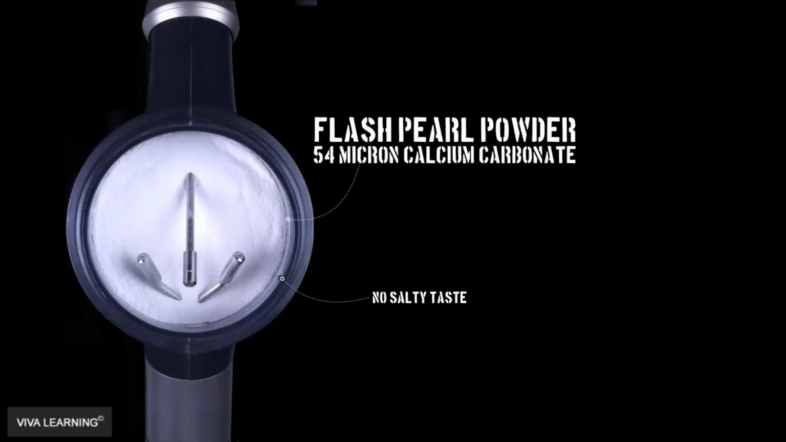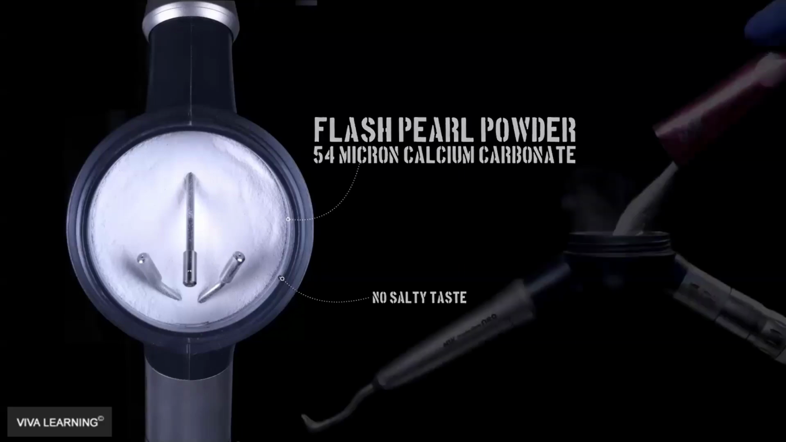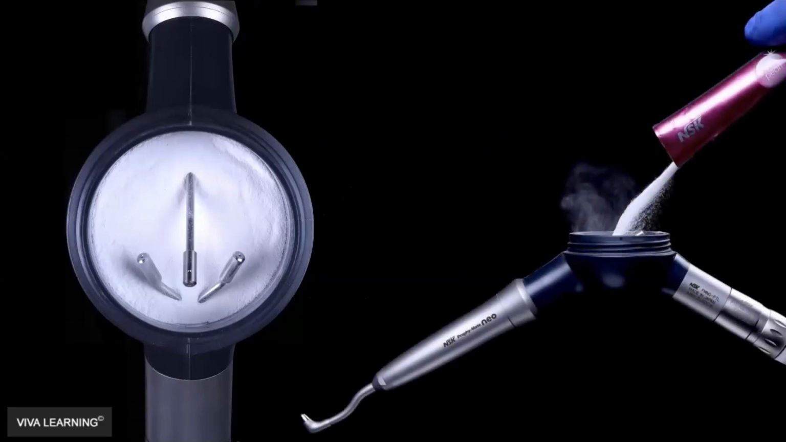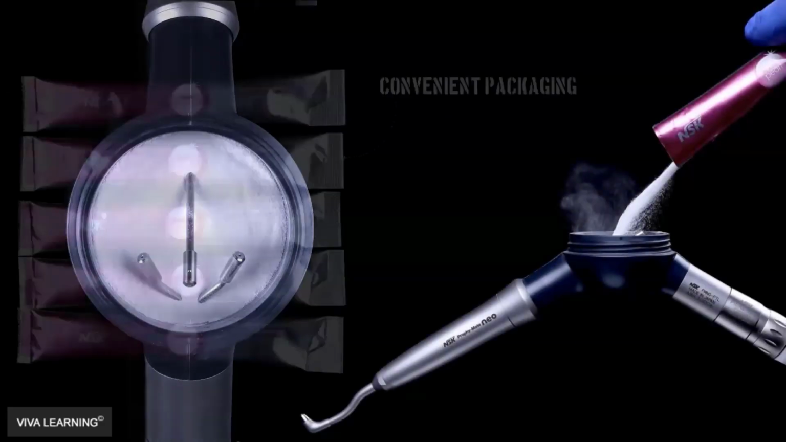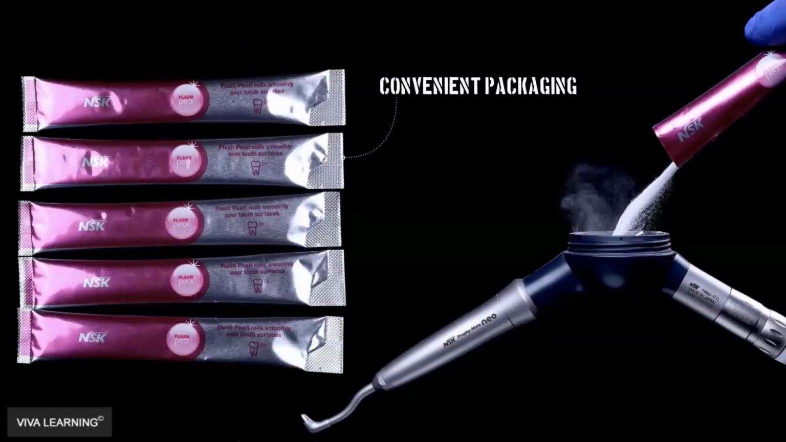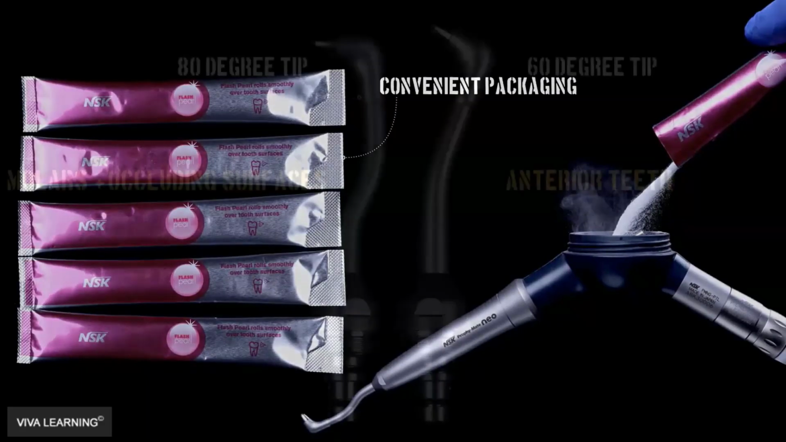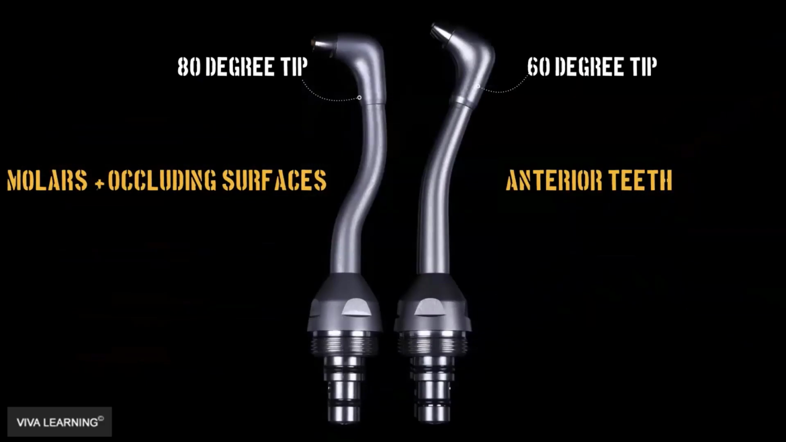So maybe I've got to tell my periodontist about this. But they really, really like this stuff. And it comes in this super easy to fill chamber and these really nice, disposable, convenient packages. And there's a couple different tips with this. In that video, you saw me using the 6-degree tip.